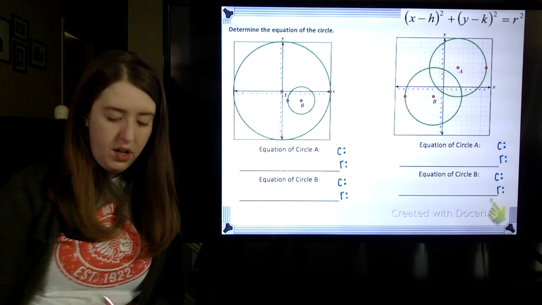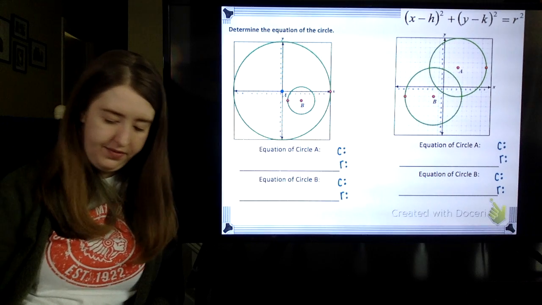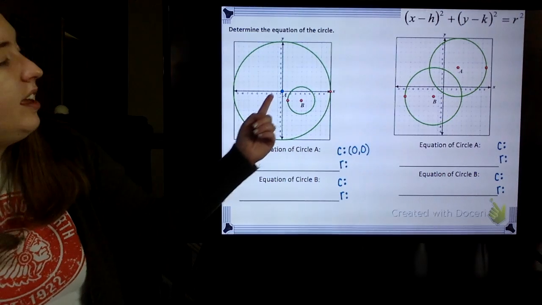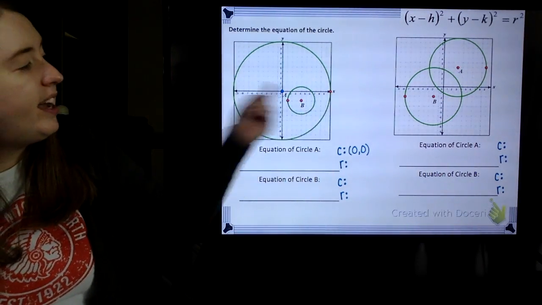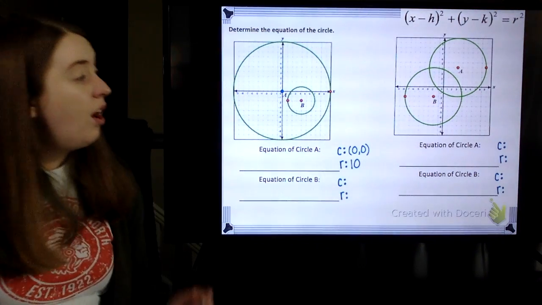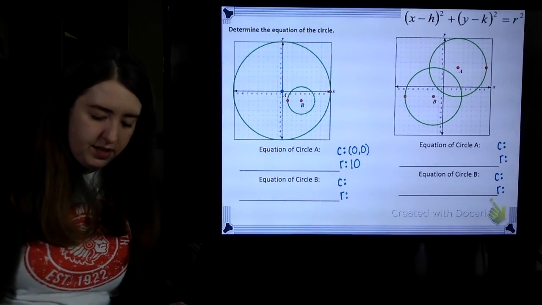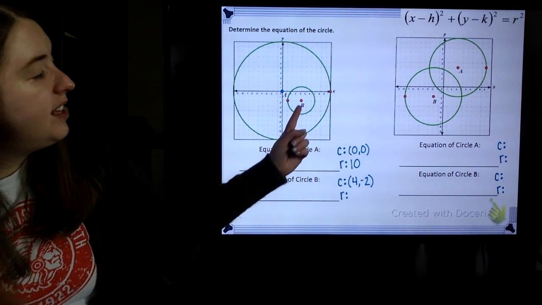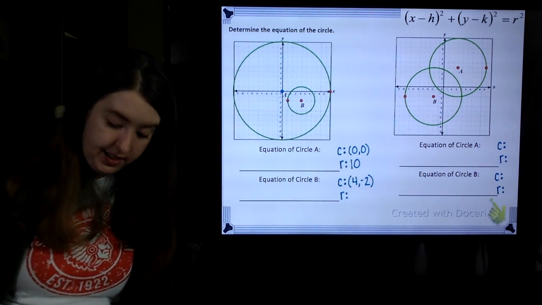So over here, circle A's center is right there at the origin. So the center there is 0, 0. And then it goes all the way out until there. So my radius goes from the origin all the way out here to 10. So my radius is 10. Over here for circle B, I had to go over 4 and then down 2. So my center is at 4, -2. And then let's see, from the center out to the circle, that's 1, 2, 3 units for the radius.